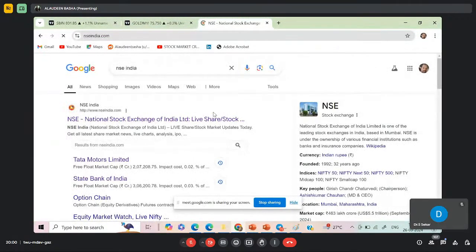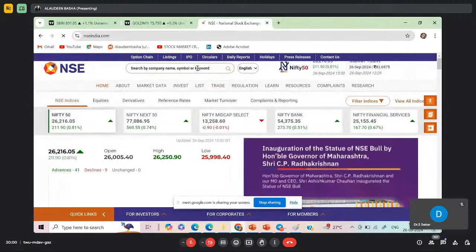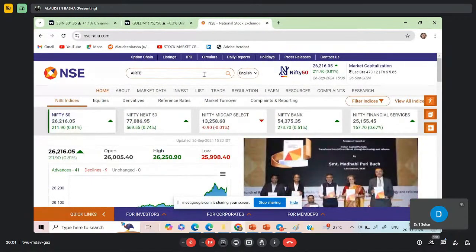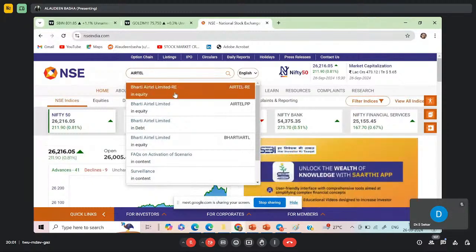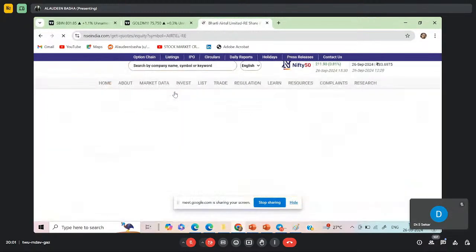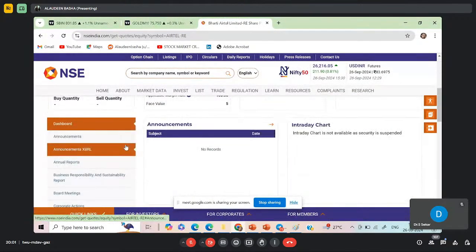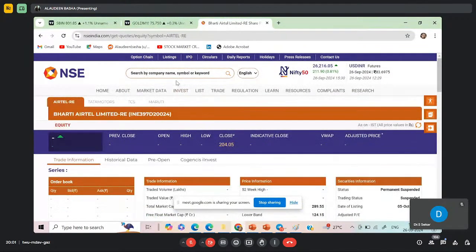In nseindia.com, you can just type whatever stock you want. For example, I go with Airtel. For the Airtel, I just click. After that, I go to the derivative part.